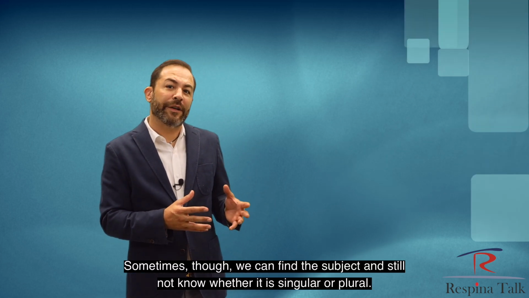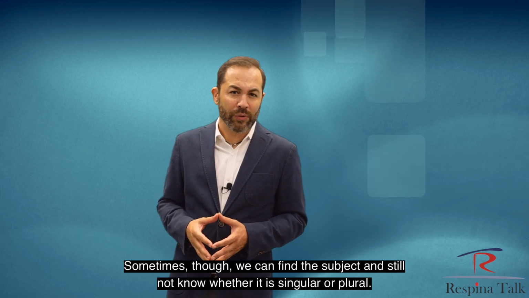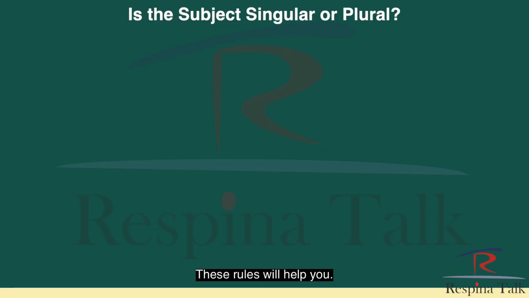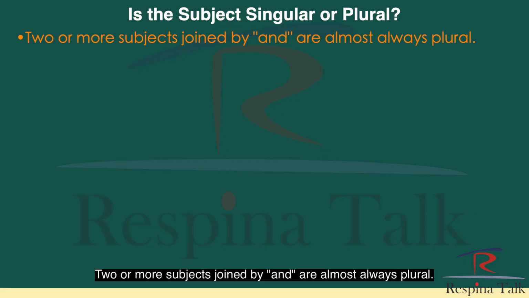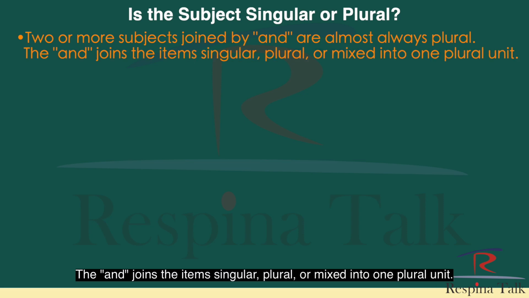The problems we just looked at occur because the subject isn't where we expect it. Sometimes, though, we can find the subject and still not know whether it is singular or plural. These rules will help you. Two or more subjects joined by and are almost always plural. The and joins the items, singular, plural, or mixed, into one plural unit.